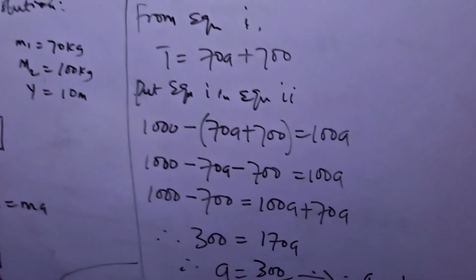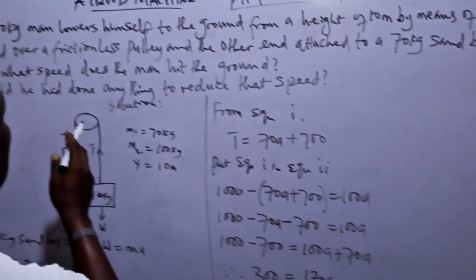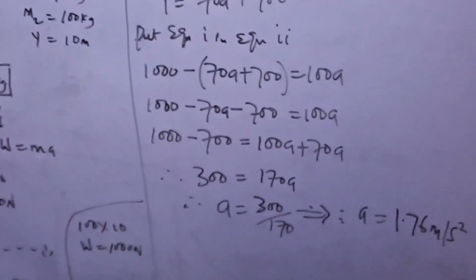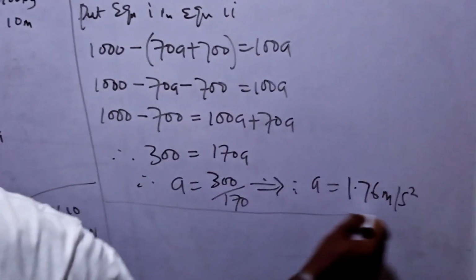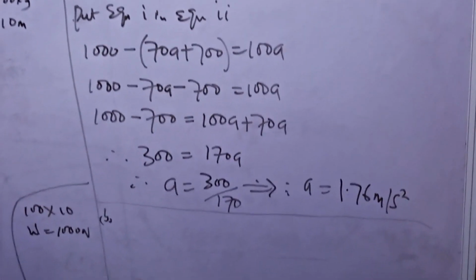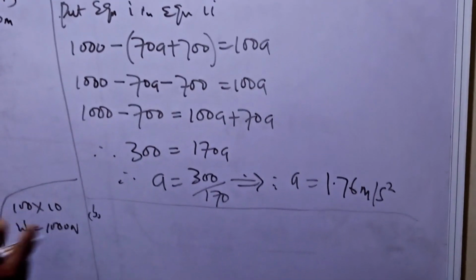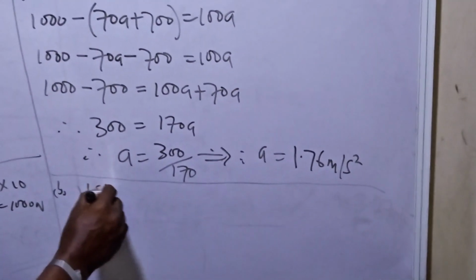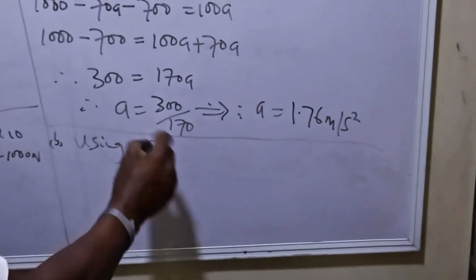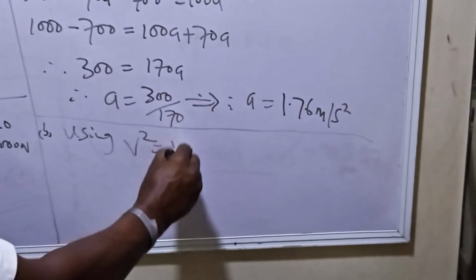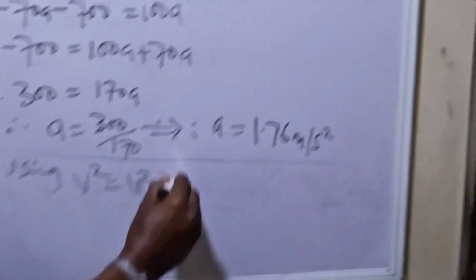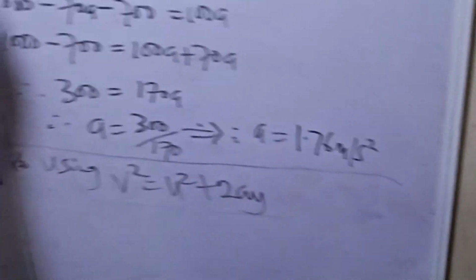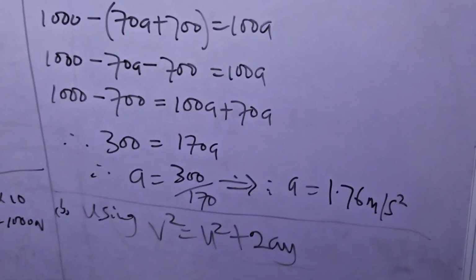Now, the second question says, could he have done anything to reduce the speed with which he landed on the ground? Let's see if we could have done anything to reduce the speed with which he hit the ground. Using V square equals U square plus 2AY. Remember, it is positive because it's falling with gravity to the ground.